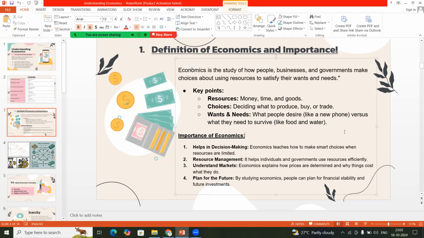So the question is, what is the importance? Why should we study economics? Because studying economics will not only help us in analyzing how we should manage or distribute our resources in an effective manner, but economics also teaches us how to make smart choices when the resources are limited.